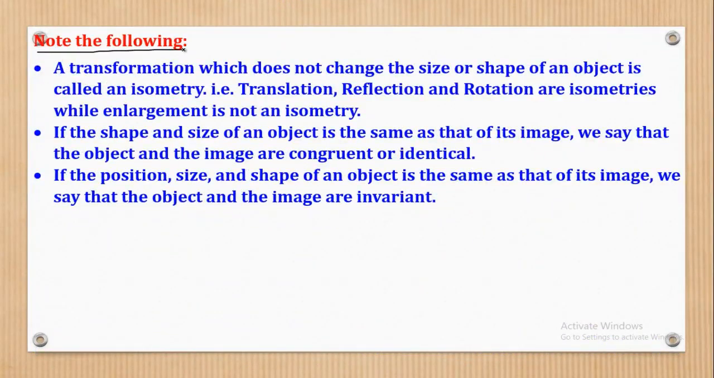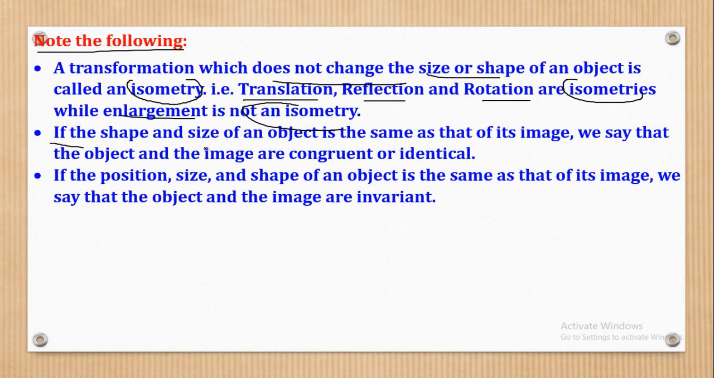There are some things we need to note. A transformation which does not change the size or shape of an object is called an isometry. For example, translation, reflection and rotation are called isometries, while enlargement is not an isometry.